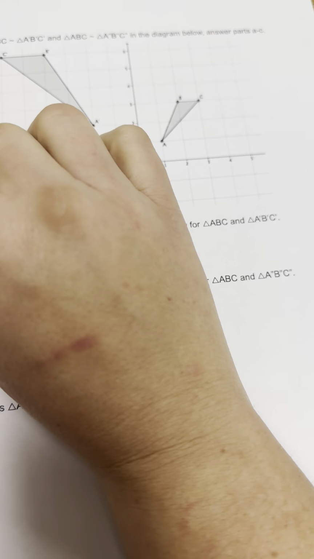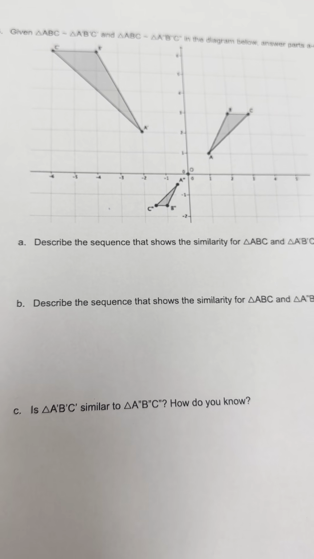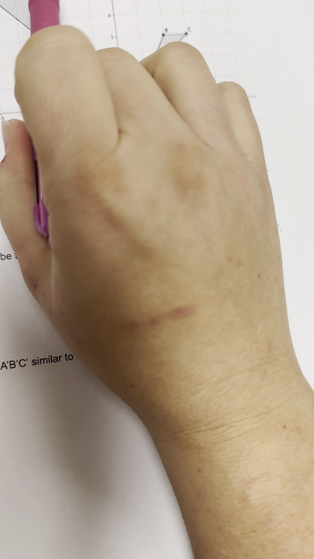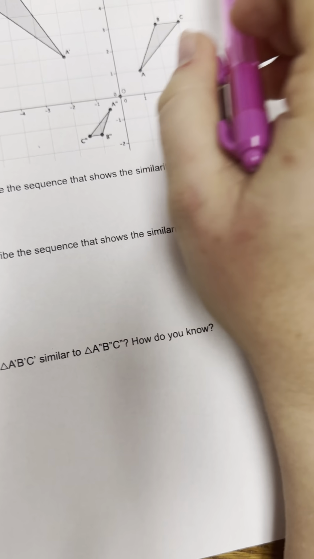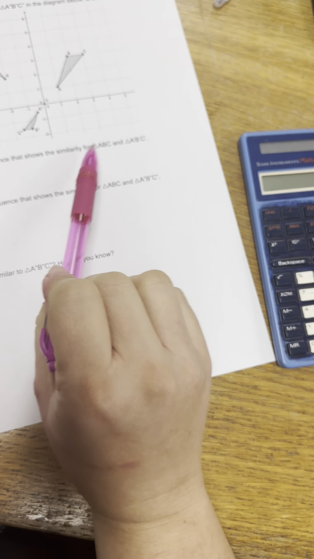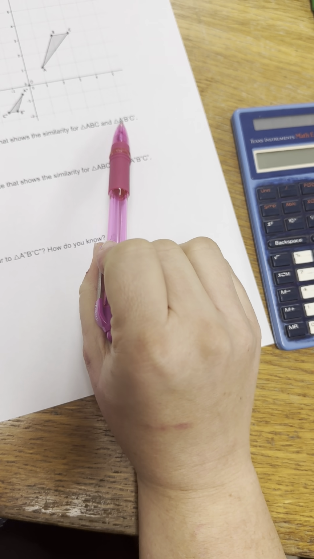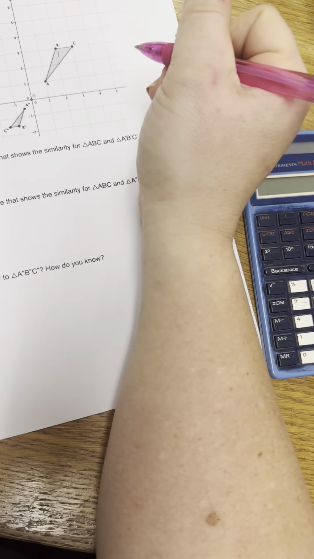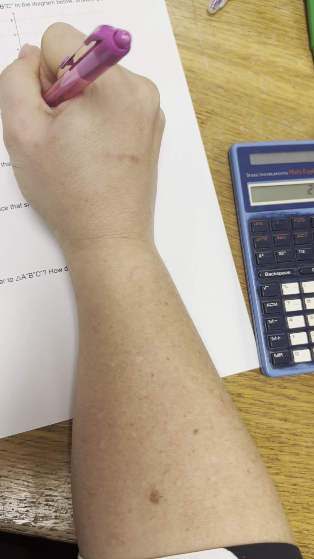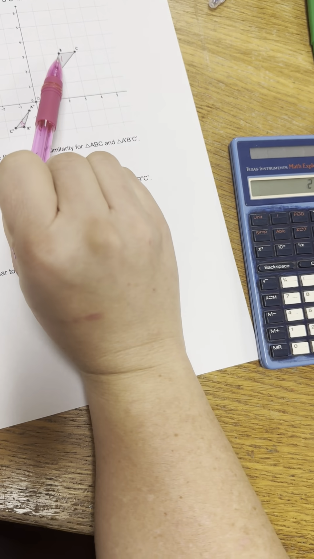All right, given triangle ABC is similar to A prime, B prime, C prime, and triangle ABC is similar to triangle A double prime, B double prime, C double prime in the diagram below. Answer parts A through C. Describe the sequence that shows similarity for triangle ABC and triangle A prime, B prime, C prime. So ABC is here, A prime, B prime, C prime is here, and A double prime, B double prime, C double prime is here.